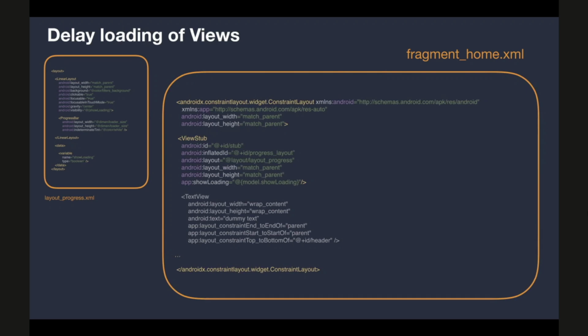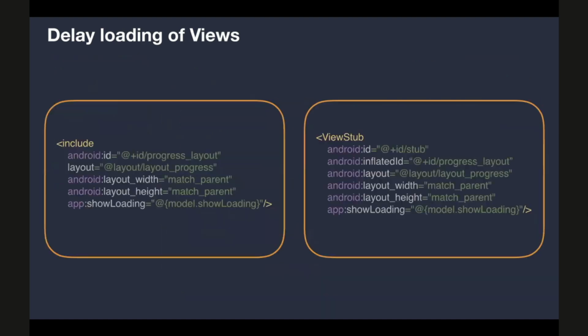A view stub is a very cheap layout to inflate. It delays the loading of the initial layout unless you ask it to do so. View stub is very cheap to inflate and doesn't have any dimensions of its own and is inflated only when you ask it to. So we can delay loading of that progress layout using view stub. What do we need to change in our code to do that? Let's take a look at it.